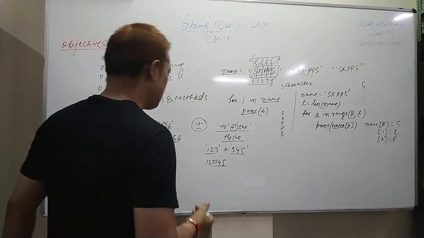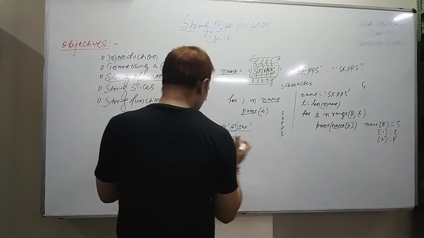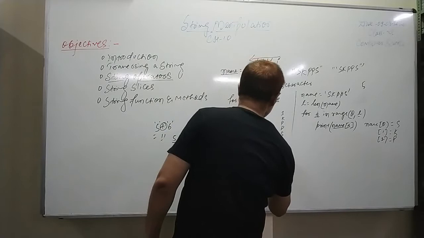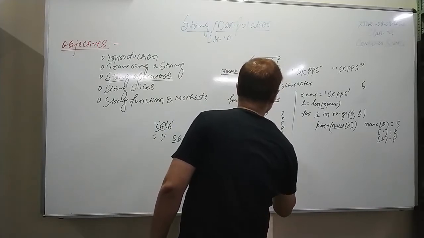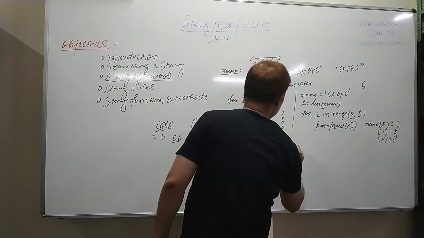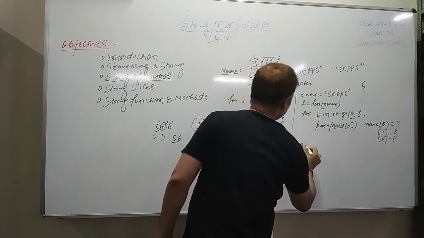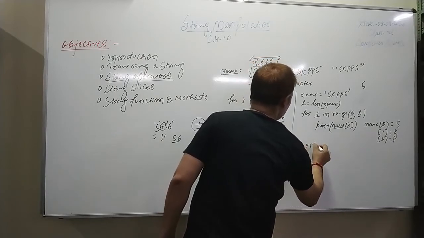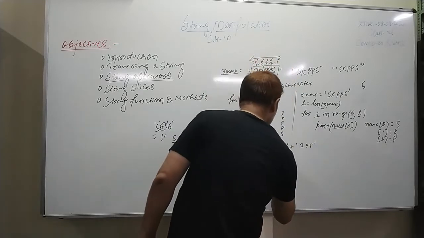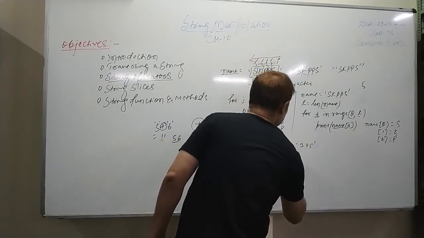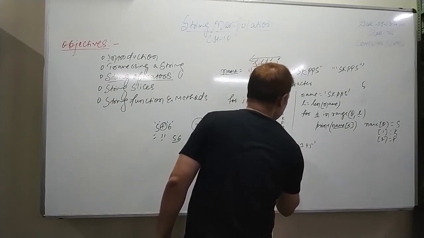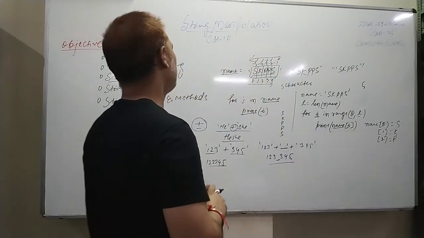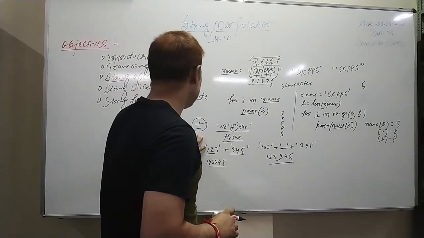You can put the first string, plus operator, then the second string. If you want a space between the two concatenated strings, then you can use the same '123' in quotes, plus, then a space in quotes, plus, then '345'. Now your output will be 123 and then 345. There is a space, as you can see. That is the reason I included the space. So this is how the plus arithmetic operator works with the string.